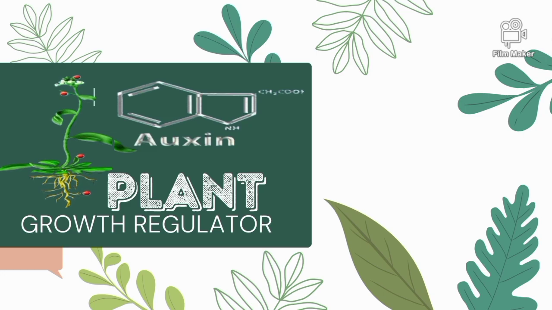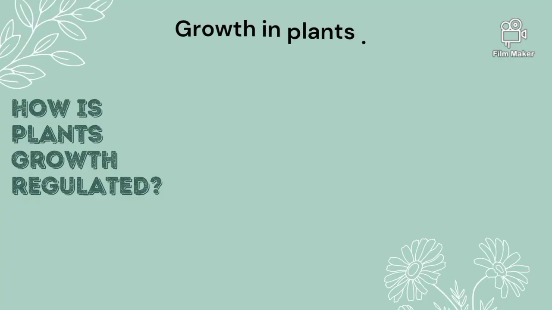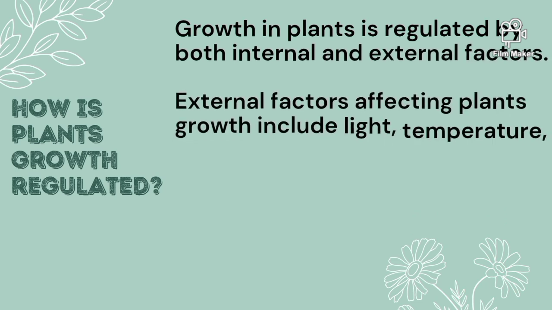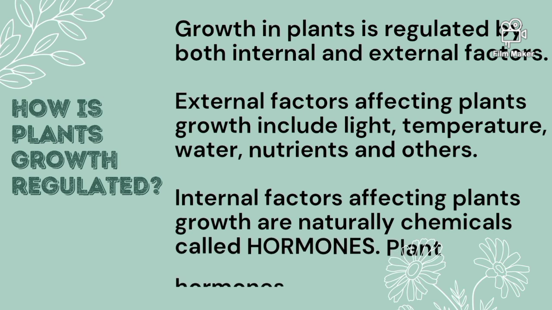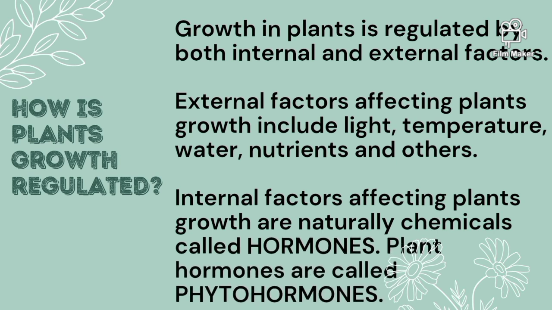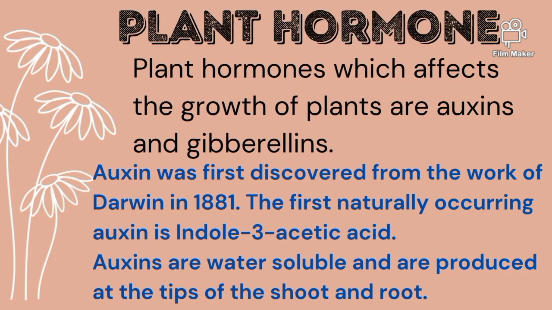Plant growth is being regulated by both external and internal factors. External factors regulating plant growth include temperature, water, nutrients, and others. The internal factors that regulate growth in plants are naturally occurring chemicals called hormones. Plant hormones are called phytohormones. Plant hormones such as auxins and gibberellins are growth regulators.